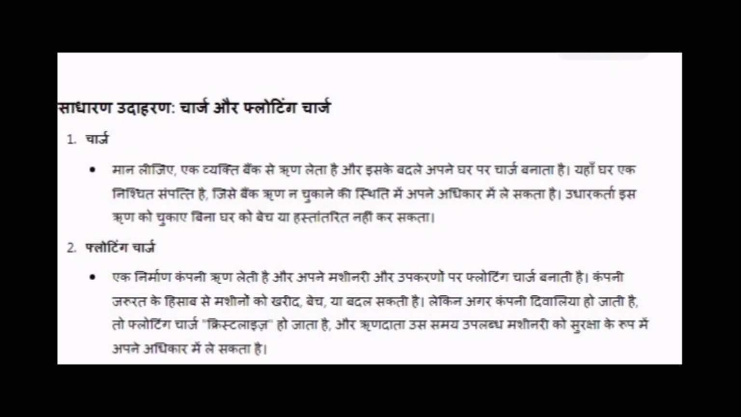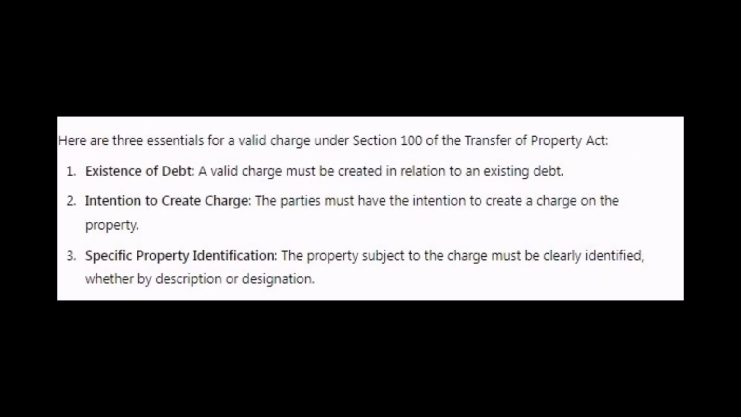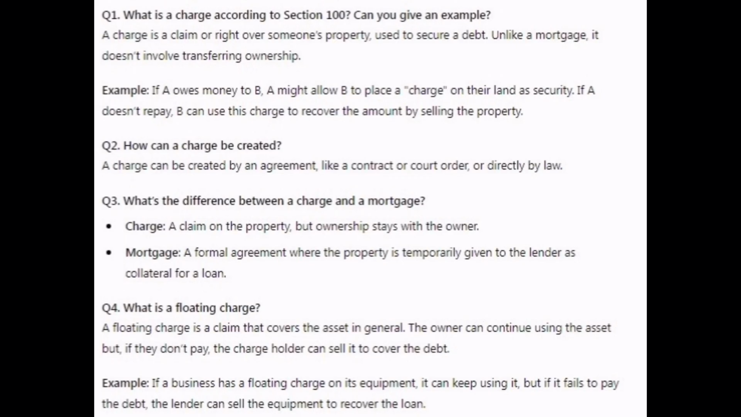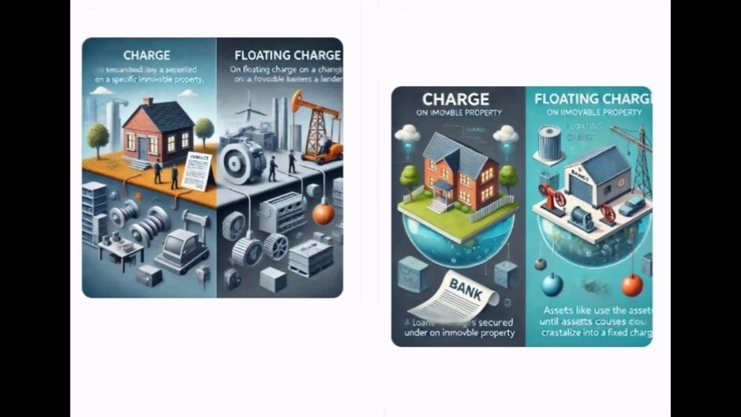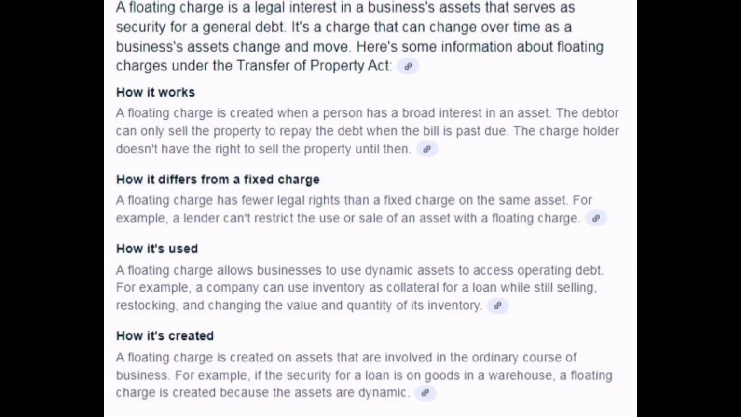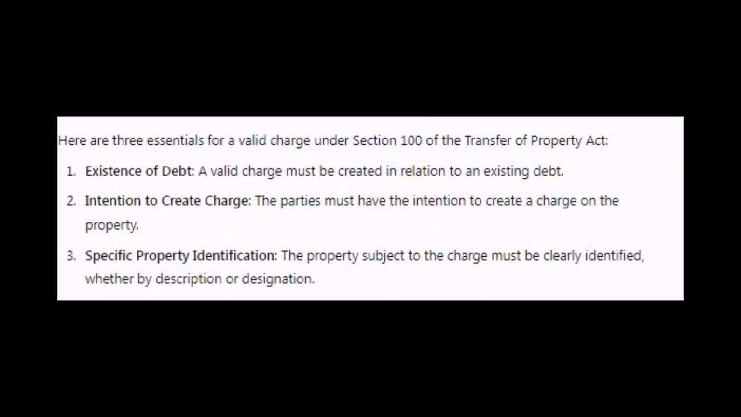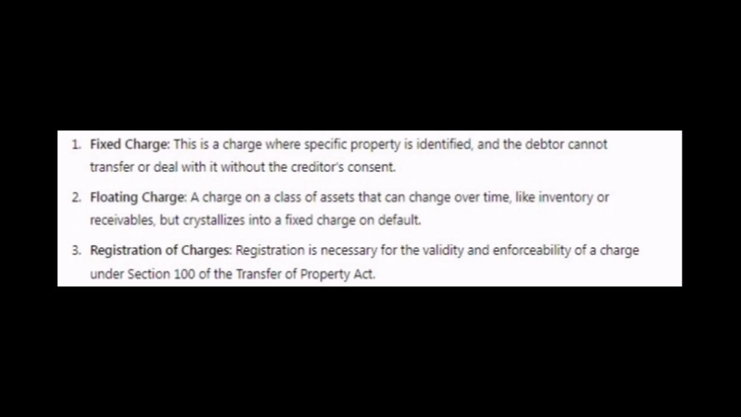What are the conditions for creating a charge under Section 100? A charge is created under Section 100 when immovable property is used as security for the payment of money to another party. The transaction is not considered a mortgage. The other party is given a charge on the property as a result.